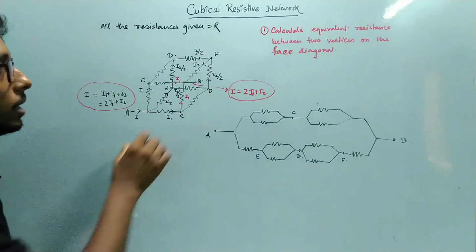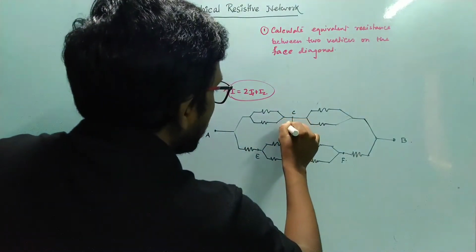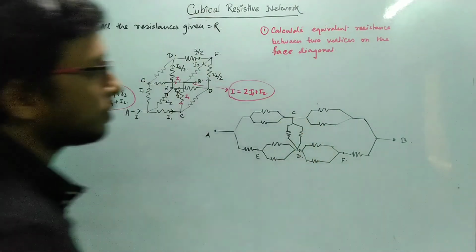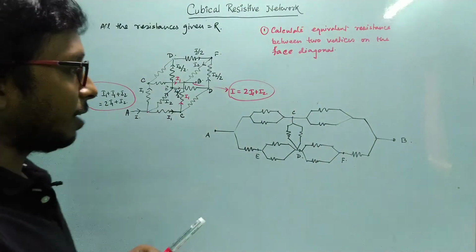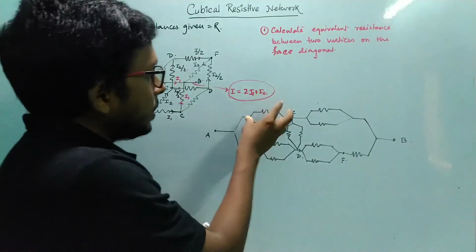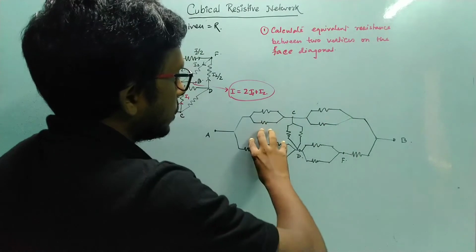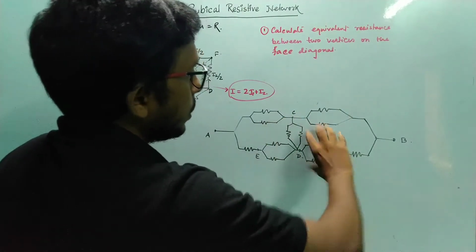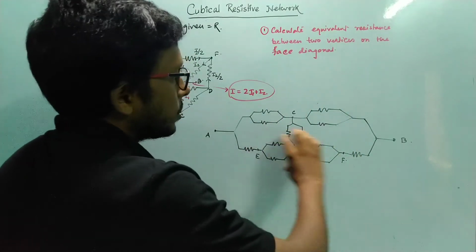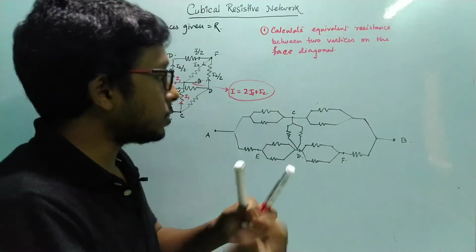Now you can see there are two resistances between C and D. So I can draw like this. So this is my circuit. Now look at one thing: if I take the equivalent of this portion and this portion, and after that the equivalent of this and this portion, then this resistance by this resistance will be equal to that resistance by that resistance. So it will act like a balanced Wheatstone bridge.